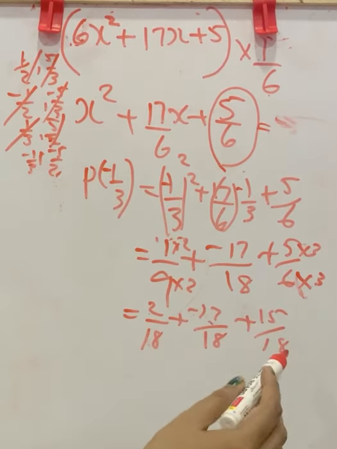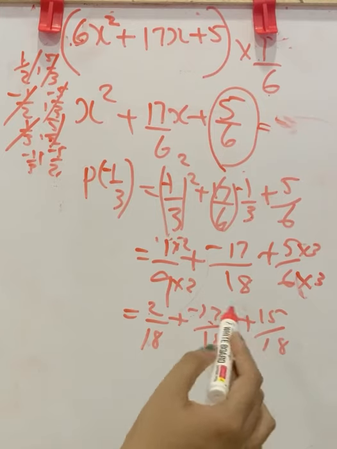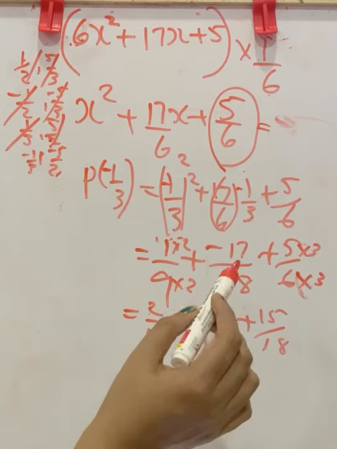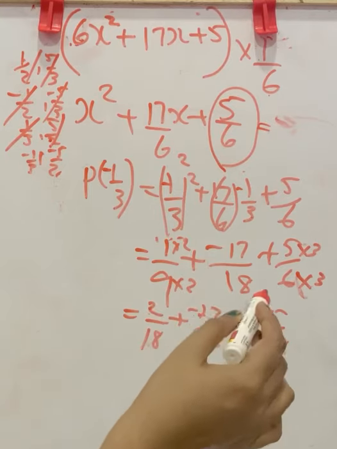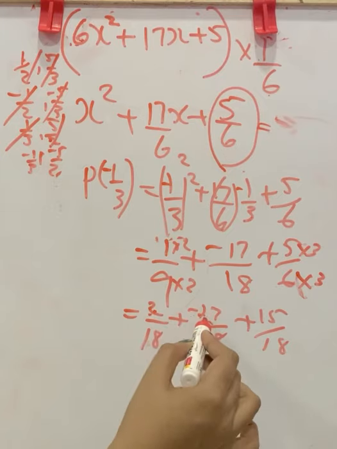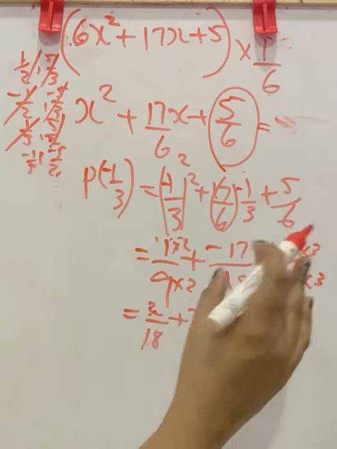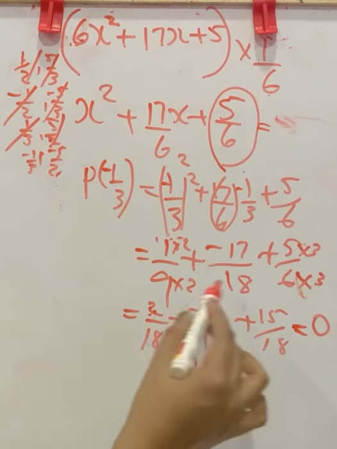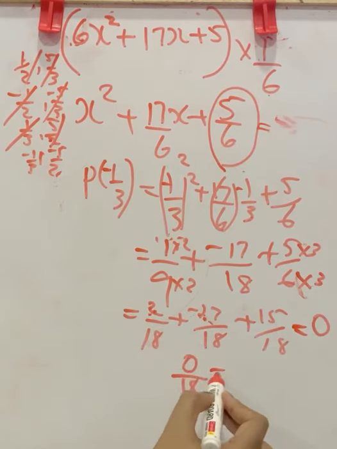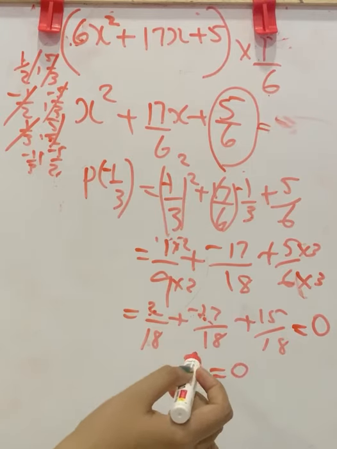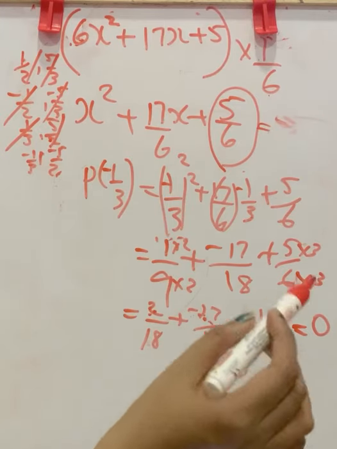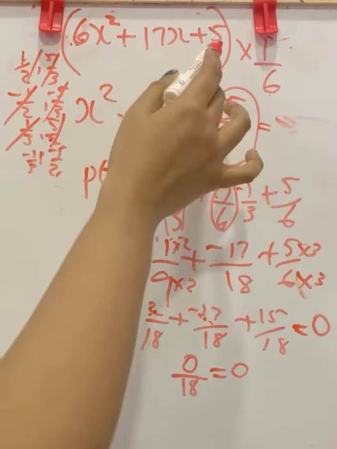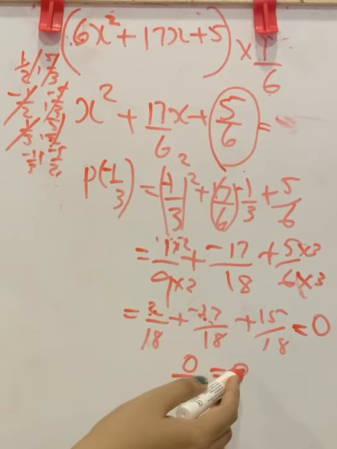Here all are 18 in the denominator, so we can directly add this. Here we will get 0 because 2 plus minus 17 is minus 15. Minus 15 plus 15, both are additive inverses. 2 plus negative 17 minus 15, minus 15 plus 15. The result will be 0. That is 0 by 18. The numerator part we will get 0. 0 by 18 means 0, because when 0 is divided by any number, the result will be 0. So we got P of negative 1 by 3. Substituting in the given polynomial, remainder is 0.